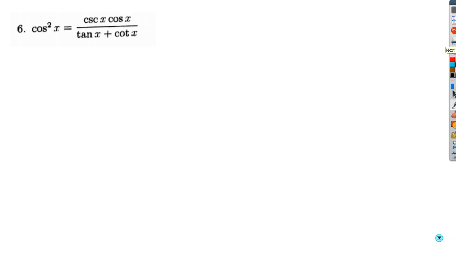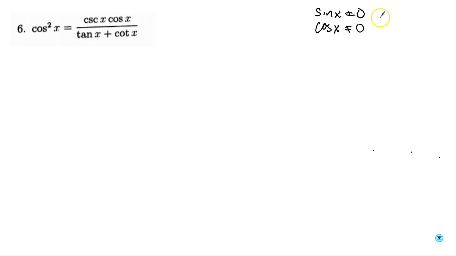Okay, let's take a look at 6. So 6 has got a lot going on. Let's do domain first. Cosecant shows up, which means sine can't be 0. Tangent shows up, which means cos can't be 0. And cotangent shows up, which means sine can't be 0, but we already took care of that.